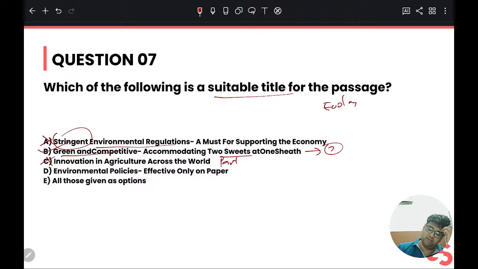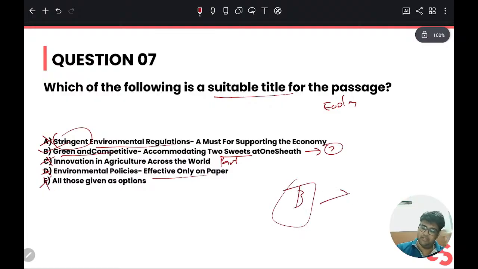Environmental policies affect only on paper. Mm, if it was like this only, then it would be more of a criticizing thing. But it's about how to be both environmentally friendly and competitive. That was the entire topic of discussion. So this is also not the option. All of the options given below, you can't put all the titles there. So B would be my correct option.